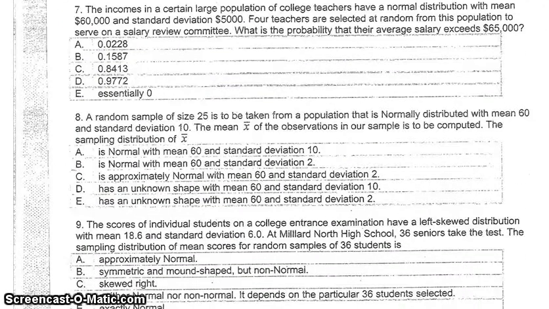Number 7. We're looking at incomes in a certain large population. And we want to talk about what we're going to do. What's the probability of the average salary exceeding $65,000? So remember, sample size is 4. Bam. Okay.